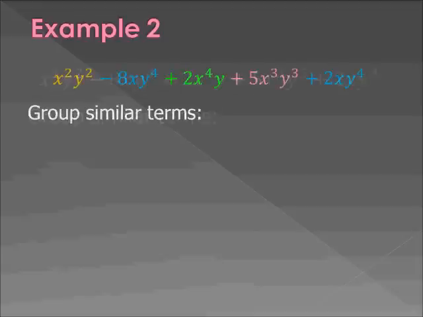Alright, so if we combine similar terms, there are the colors that I've identified similar terms. Now remember, the x and the y exponents have to be exactly the same in order to group the similar terms. So if we rearrange our expression, we have x squared y squared plus 2x to the fourth y plus 5x cubed y cubed minus 8xy to the fourth plus 2xy to the fourth. And the only two terms you can combine are these blue terms on the very right.